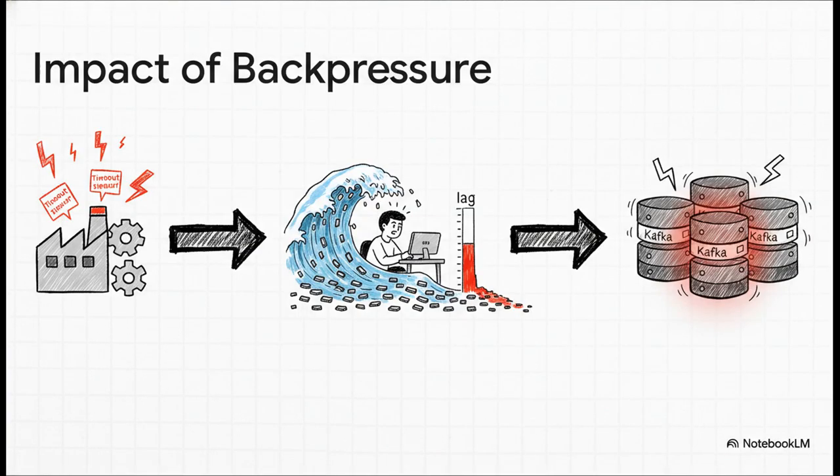And the impact? Oh, it's devastating. It's a chain reaction. Producers start getting timeout exceptions and failing. On the other end, consumers fall further and further behind, which leads to massive lag. This can trigger what's called a rebalancing storm, where your consumers get so confused they just keep joining and leaving the group, which halts all processing. And at the system level, your poor brokers get overloaded, their disks start thrashing, and the entire Kafka cluster can become unstable. It's a mess.